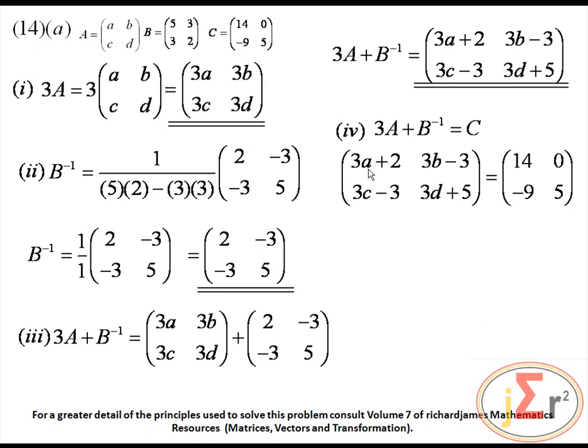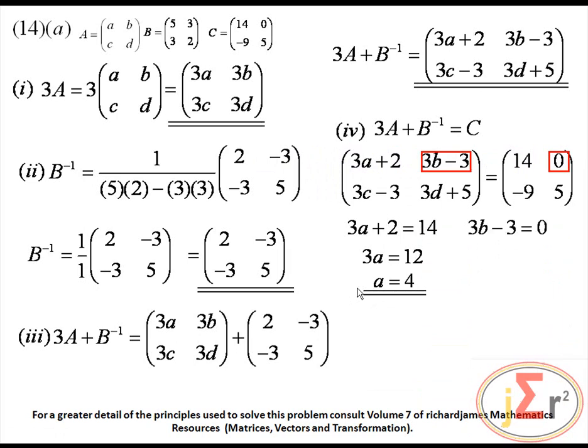3a plus 2 is equal to 14. Minus 2 from both sides, we get 3a is equal to 12. Dividing both sides by 3, we get a is equal to 4. Then 3b minus 3 is equal to 0. Adding 3 to both sides, we have 3b is equal to 3. Then dividing both sides by 3, we get b is equal to 1.